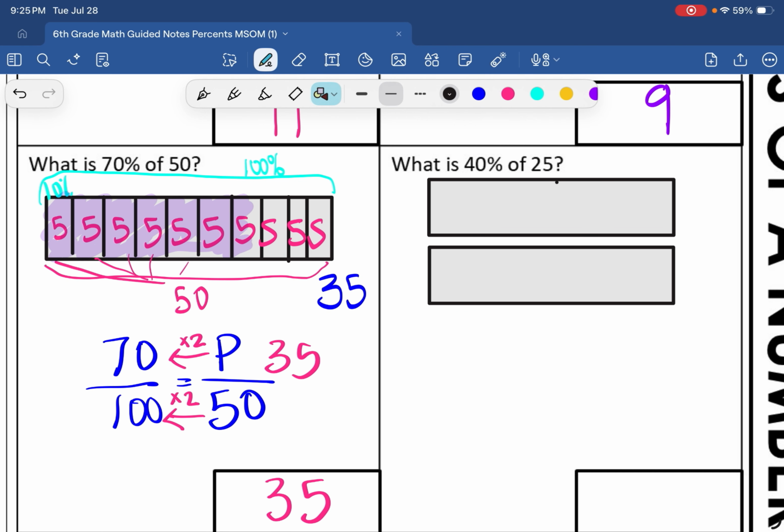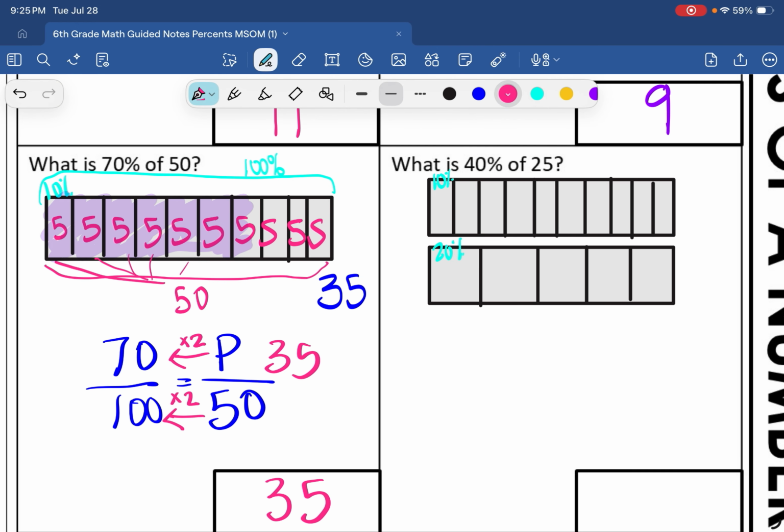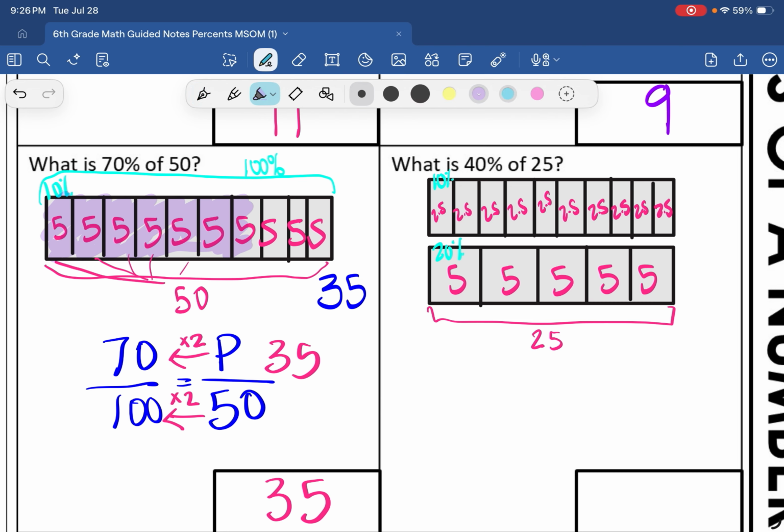So if I take my bar model, I'm going to divide this one up into 10s. And then I'm going to divide the bottom one up into 5s. On the top, each section is 10%. On the bottom, each section is 20% because 20 times 5 is 100 and 10 times 10 is 100. Now my whole is 25. So on the top, if I take 25 and divide it by 10, that means each section will be 2.5. On the bottom bar model, if I take 25 and divide it by 5, that means each section will be 5.